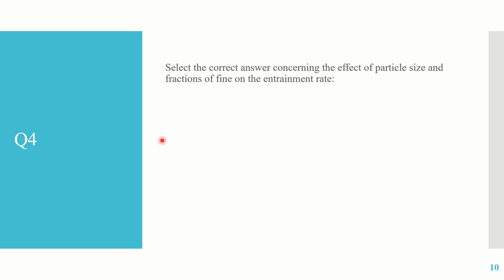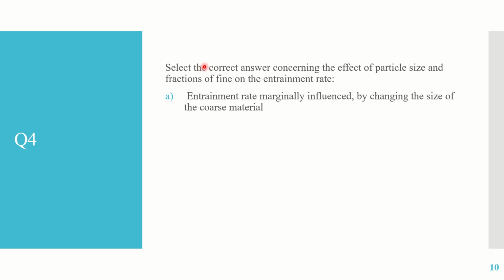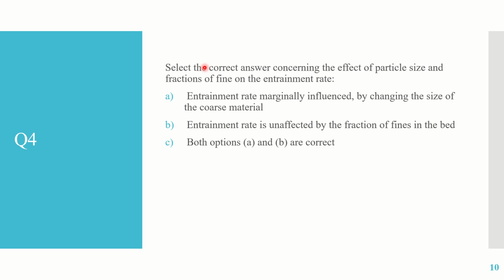So we'll go to question 4. In question 4, it is asked to select the correct answer concerning the effect of particle size and fraction of fines on the entrainment rate. In these questions, just be careful whether it is asking to select the correct option or the wrong one, because then it might go wrong with whatever options we choose. Option A: entrainment rate is marginally influenced by changing the size of coarse material. Option B: entrainment rate is unaffected by the fraction of fines in the bed. Option C: both option A and B are correct. Option D is none of the above.